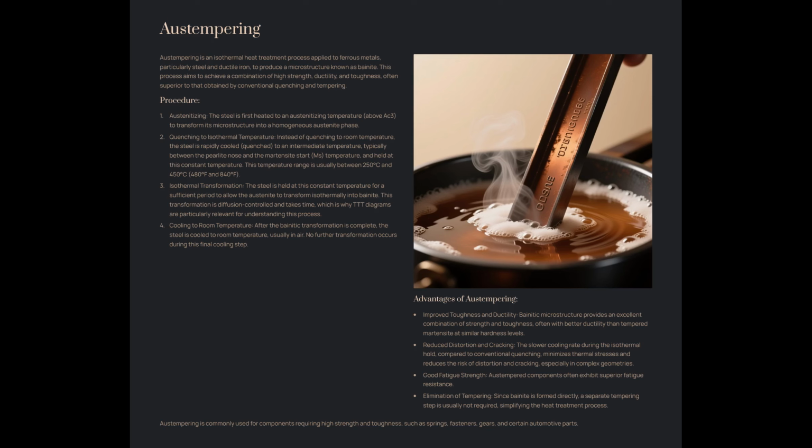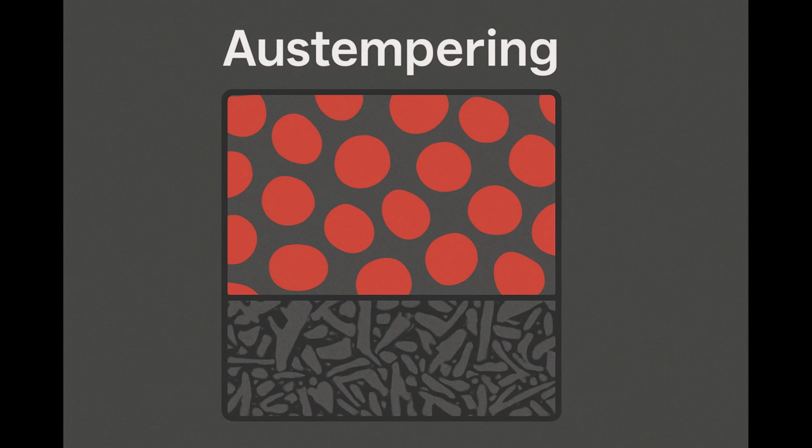Procedure. Austenitizing. The steel is first heated to an austenitizing temperature above Ac3 to transform its microstructure into a homogeneous austenite phase. Quenching to isothermal temperature. Instead of quenching to room temperature, the steel is rapidly cooled, quenched, to an intermediate temperature, typically between the pearlite nose and the martensite start temperature, and held at this constant temperature.